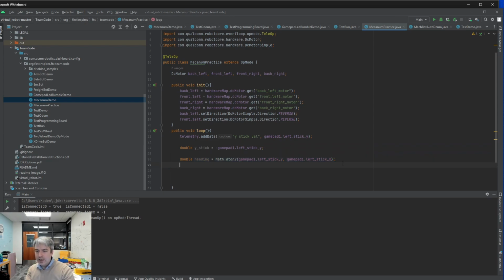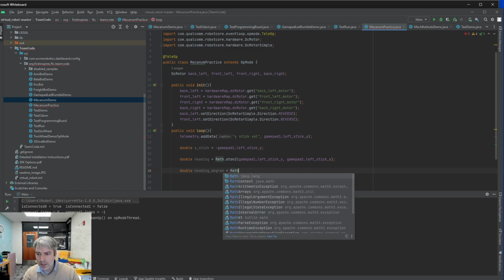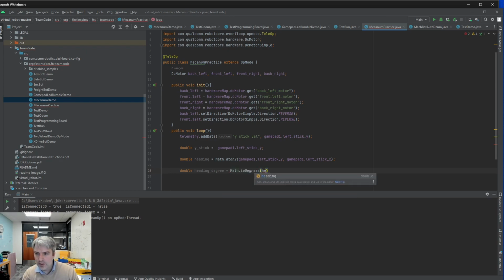One other thing I'll note, for those of you who have some math background: Java is going to work entirely in radians. I'm going to try and do this in degrees a little bit, so I'm going to convert between those, even though it's kind of unnecessary. For those of you who aren't sure what I'm talking about, radians is just another way you can measure angles. You could use degrees, you can also use radians. So I'm going to say Math.toDegrees(heading), and we'll get the heading out of there.